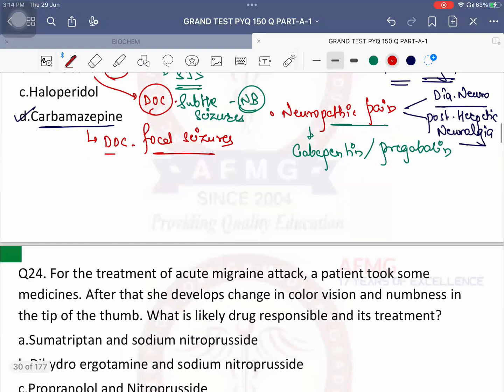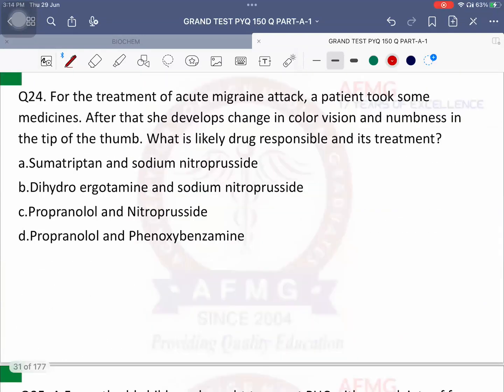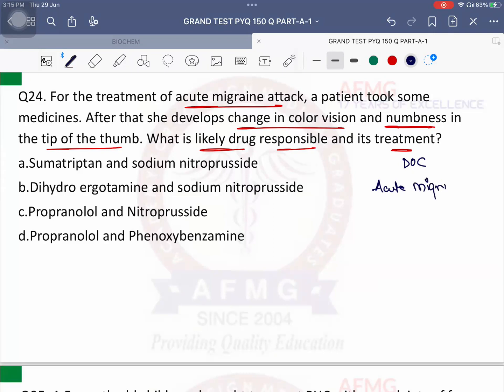Now, question number 24. For the treatment of acute migraine attack, a patient took some medicines. After that, she develops change in color vision and there is numbness in the tip of the thumb as well. What is the likely drug responsible and its treatment also? So, quickly tell me, what is the drug of choice for migraine and gout? Favorite, hotshot favorite of pharma. Wait. What is the drug of choice for acute migraine? Now tell me. So drug of choice for acute migraine are NSAIDs, non-steroidal anti-inflammatory drugs.